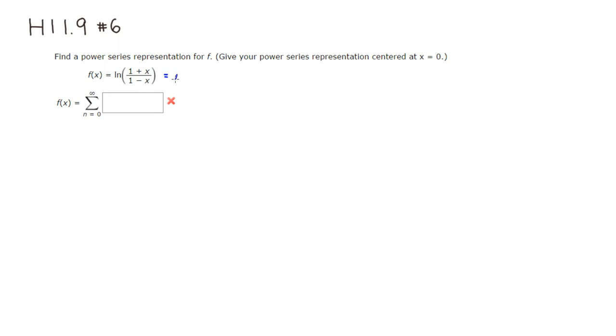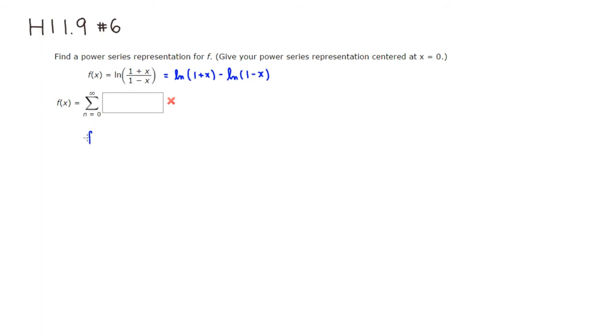properties. We can write it as natural log of 1 plus x. Since it's division, we can write it as a minus natural log of 1 minus x. I don't know what to do directly from here, so I'm going to take the derivative.